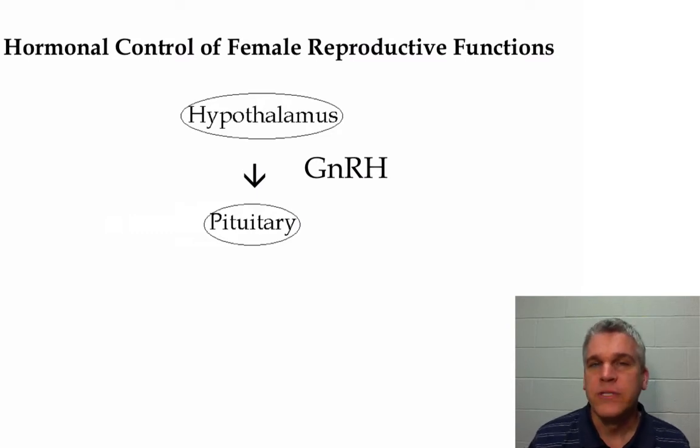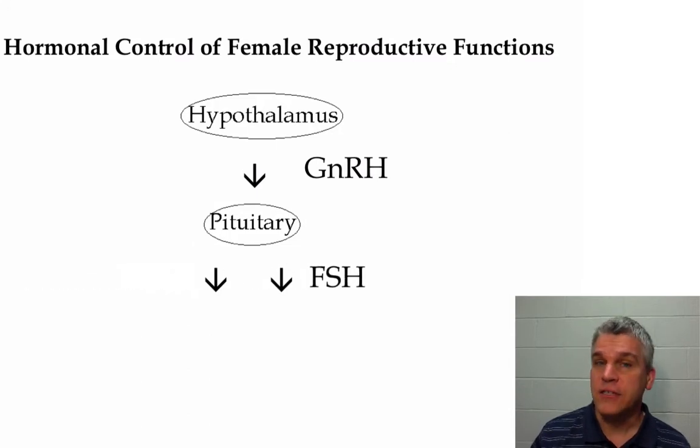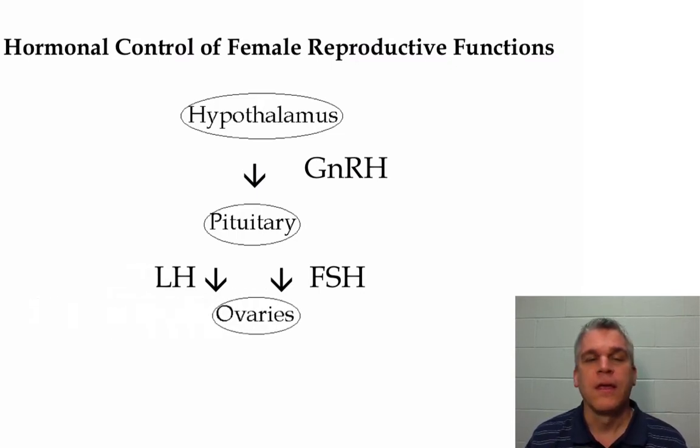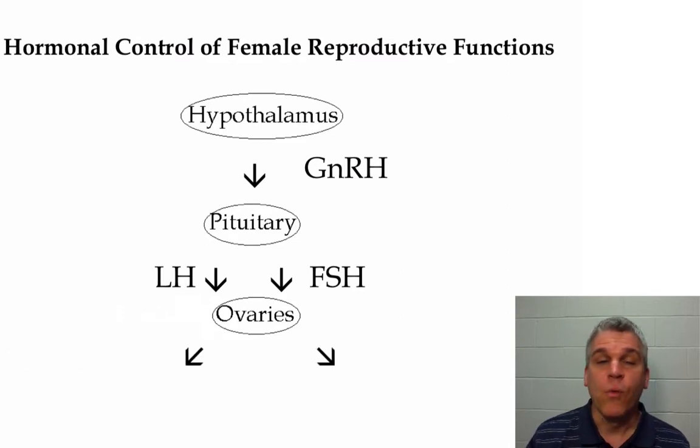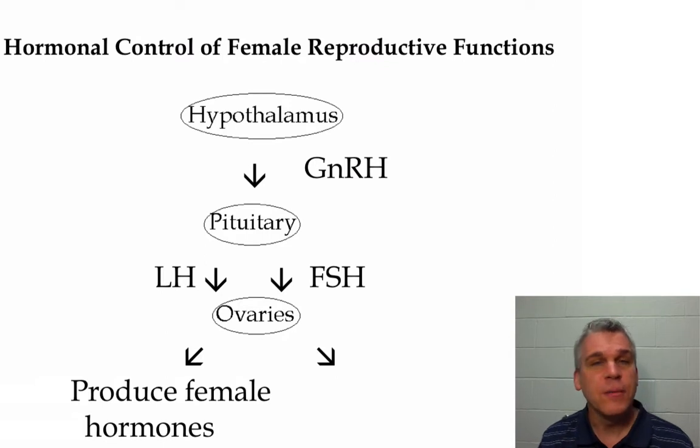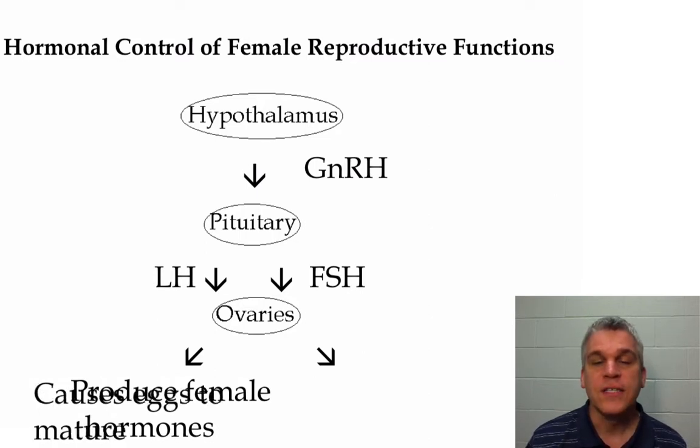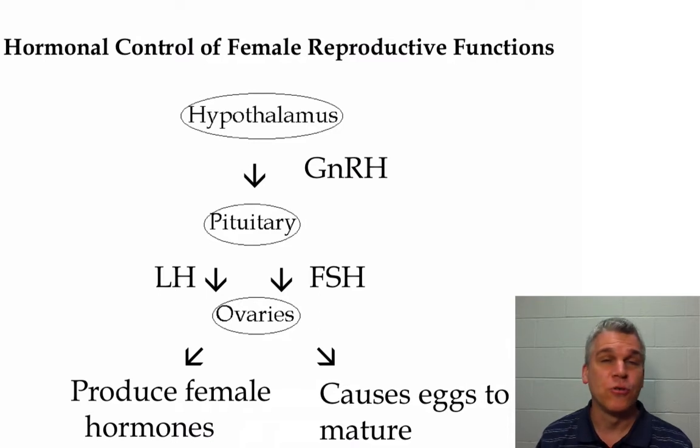When the pituitary gland receives the GnRH, it is going to release 2 hormones, FSH, follicle stimulating hormone, and LH, luteinizing hormone. Both of these go to the ovary, so again, a lot of similarities here. What LH will do is it produces the female hormones. Remember, in males it produces the male hormones. Here the female hormones are going to be the estrogen and progesterone. FSH is going to cause the eggs to mature, or specifically it's going to cause the follicles to mature, a better way of saying that. Hence the name follicle stimulating hormone. Remember, in males it calls for sperm production.